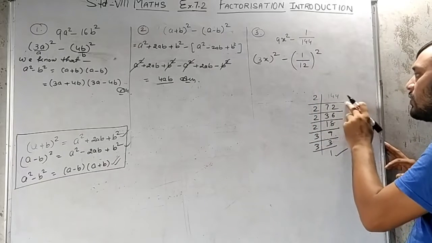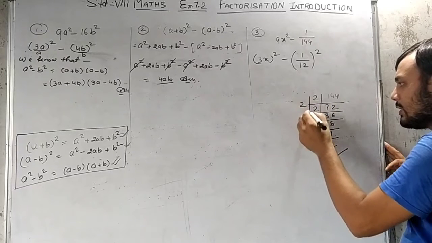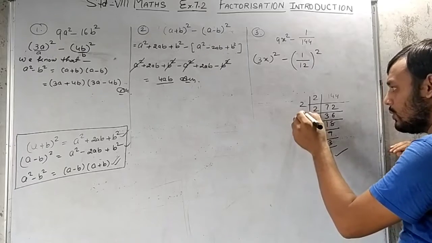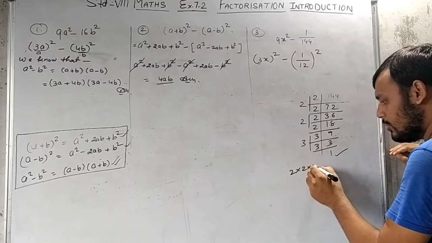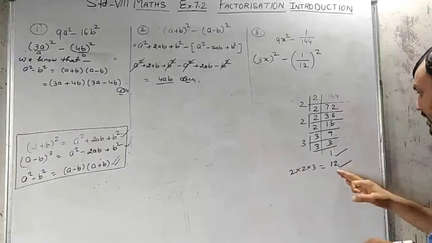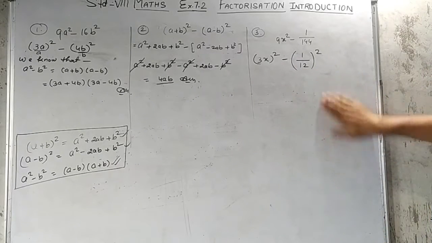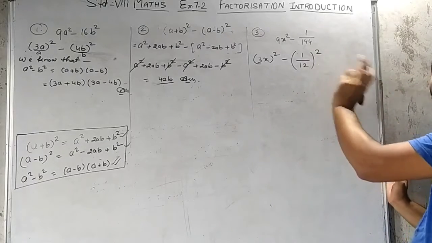Since it's square root, we will make the pair of 2 2 like this. So this one is 2 2 and 3. When we multiply 2 and 3, 2 into 2 into 3, what we will get? 2 2s are 4, 3 4s are 12. So in such a way we got 12 here. Okay, so that means we can write instead of this 144, 1 by 12 whole square.